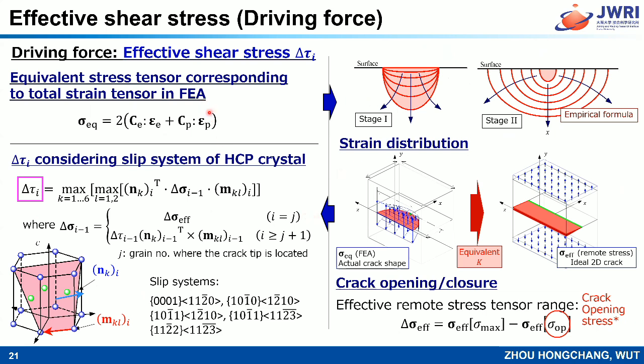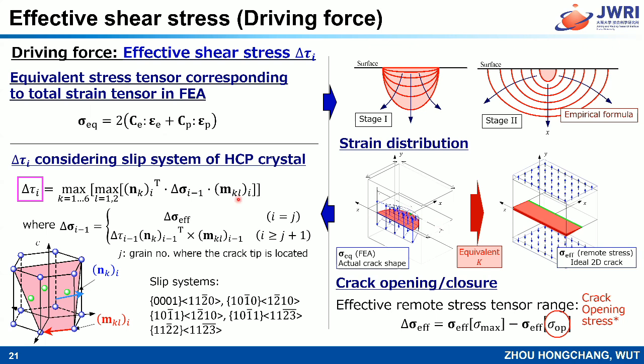So firstly, we need to obtain the equivalent stress tensor from the FE analysis. And then we make the model considering the crack shape transition from stage 1 and stage 2. And also based on the equivalent K, that is the stress intensity factor, to consider the equivalent effect of the crack tip and the remote stress distribution.